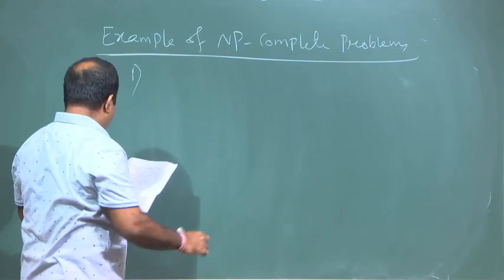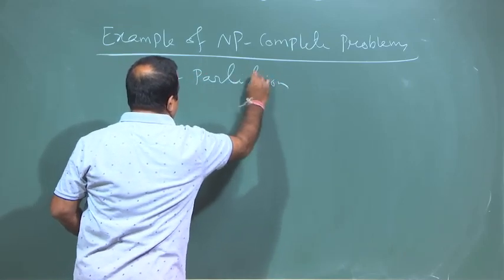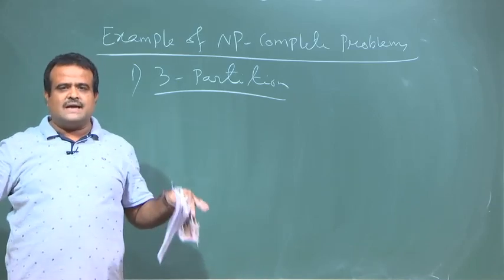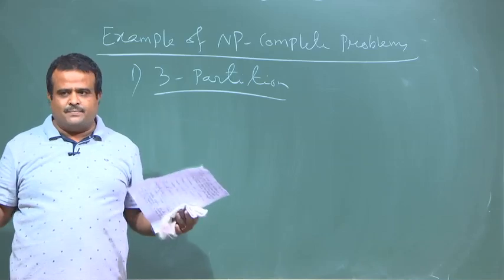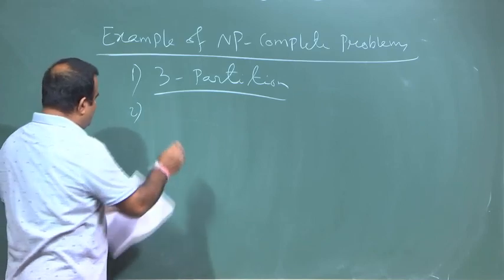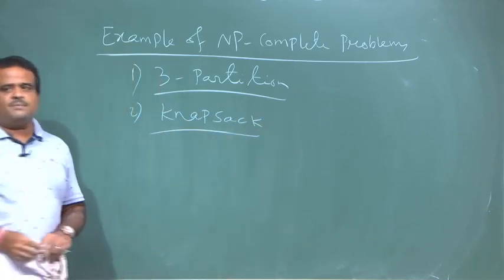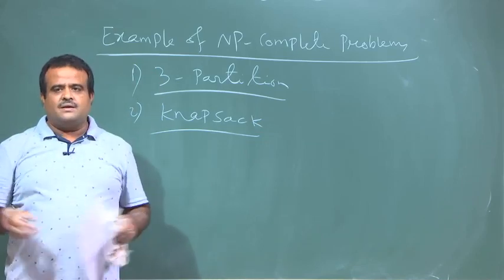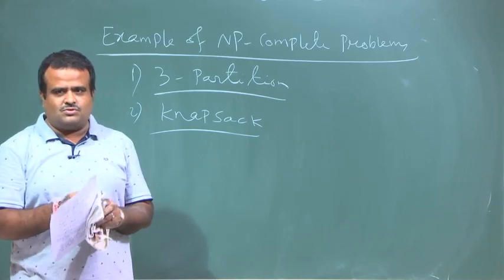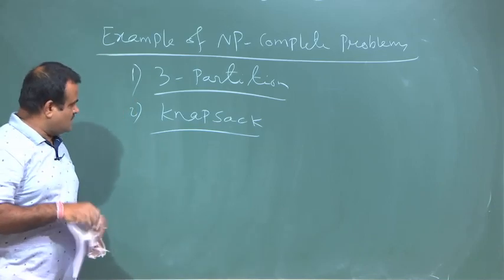One we have seen is called 3 partition. We are given a set, and the question is whether we can partition it into 3 groups such that the sum of each group is the same. Then the knapsack problem. In the knapsack problem, we are given some weights and a target. We have to find a subset whose sum is the target. This is also called the subset sum problem.